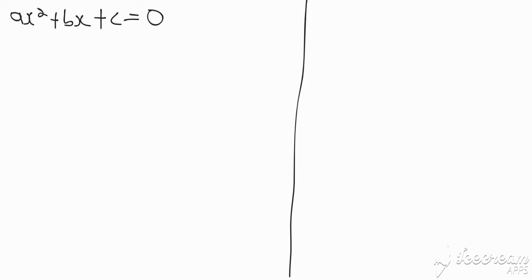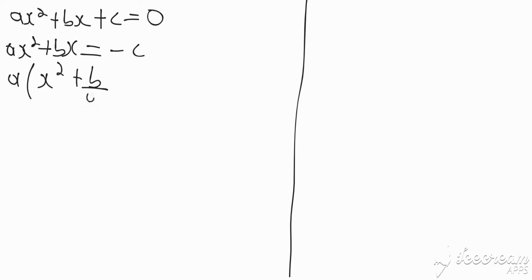So let me start by saying ax squared plus bx. I'm going to carry over the c, so this would be equal to negative c. Now, for this to be easy, I'm going to have to factor out the a term, or the constant. So I'm going to have a times x squared plus b over a times x equal to minus c.